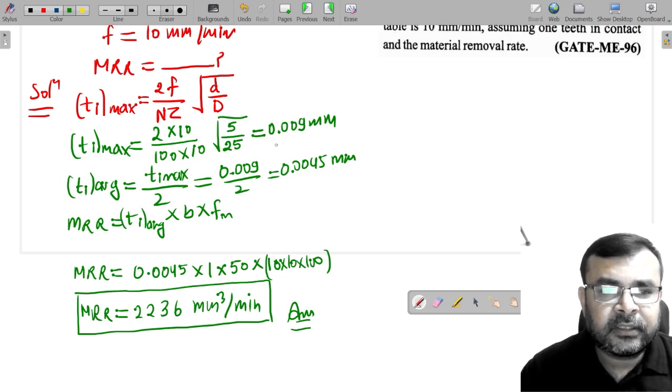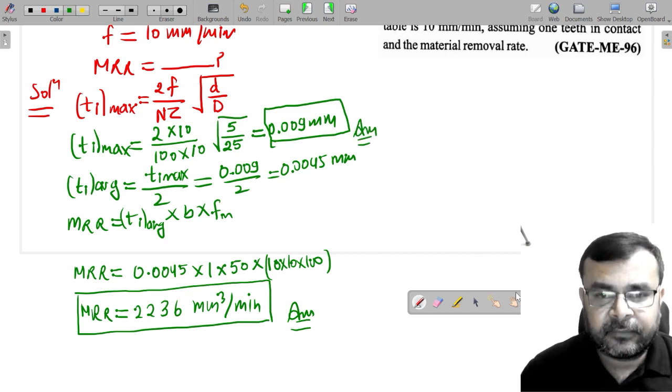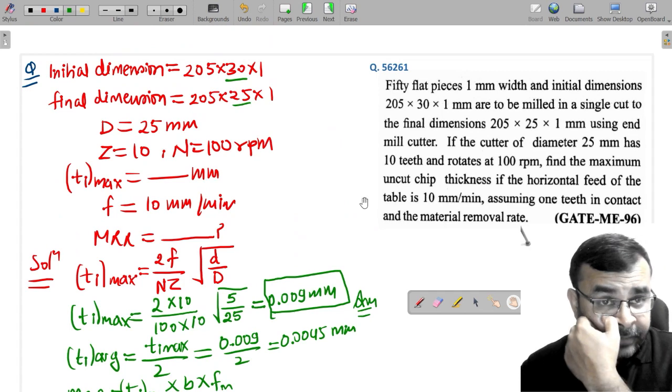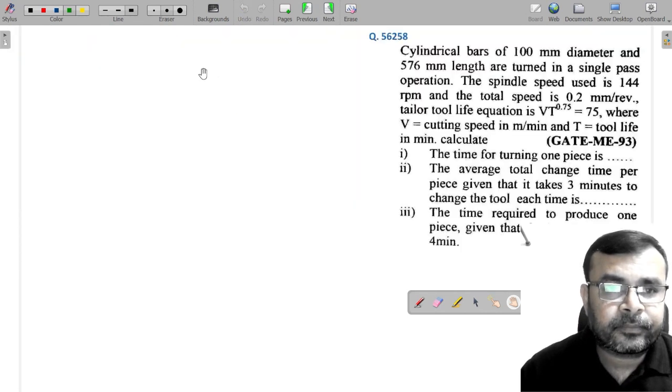So this is T1 max. This is the answer, and similarly this is MRR. So like this we can calculate the MRR. Is it right? Okay, so let's see another question.